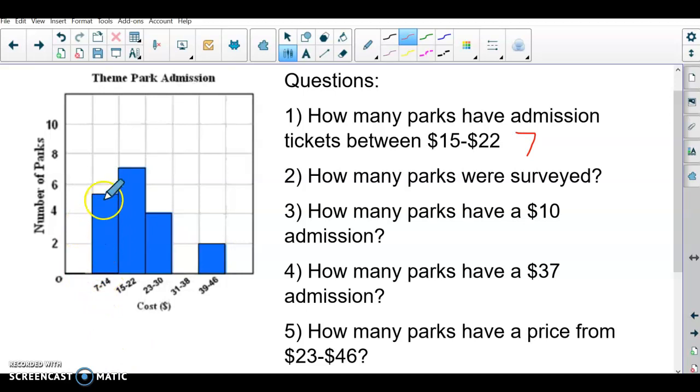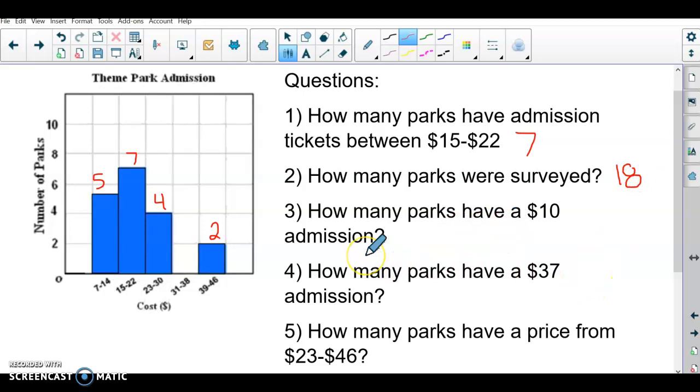So here, this bar represents 5 parks. And this bar represents 7 parks. And this bar represents 4 parks. And this bar represents 2 parks, for a total of 9, 10, 11, 18 parks in the data. Hopefully you guys came up with that answer.